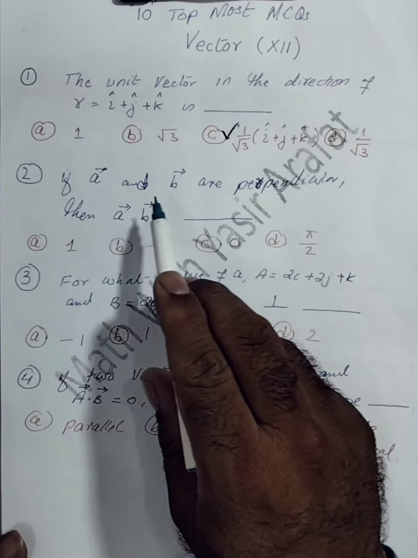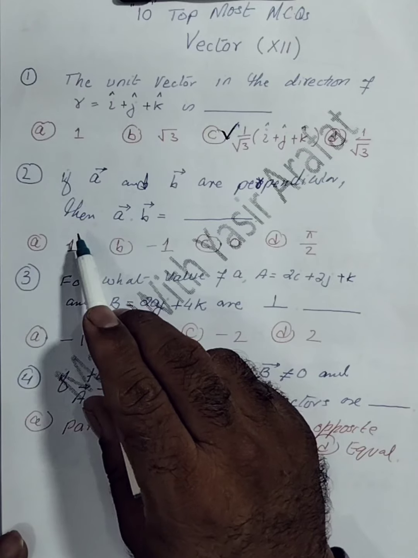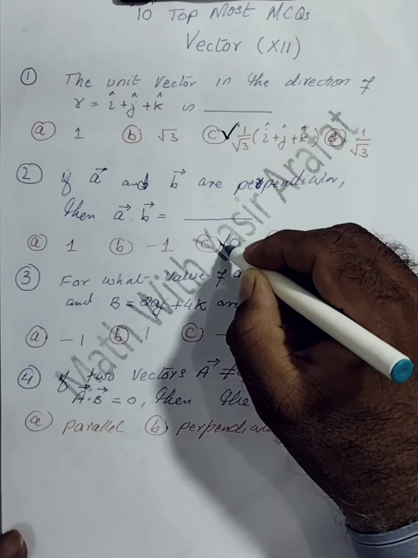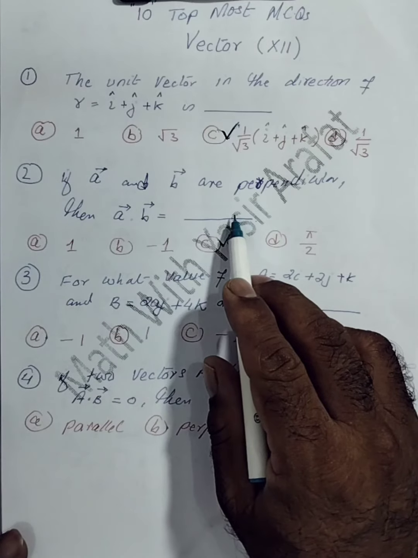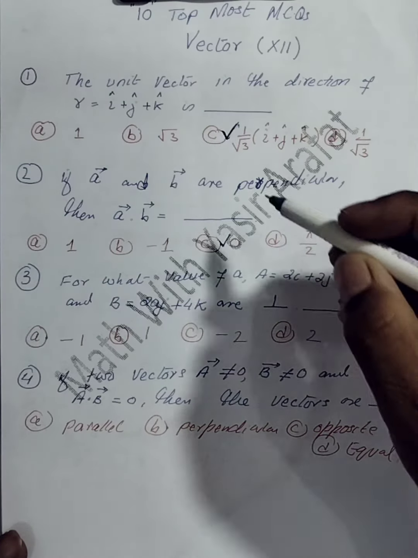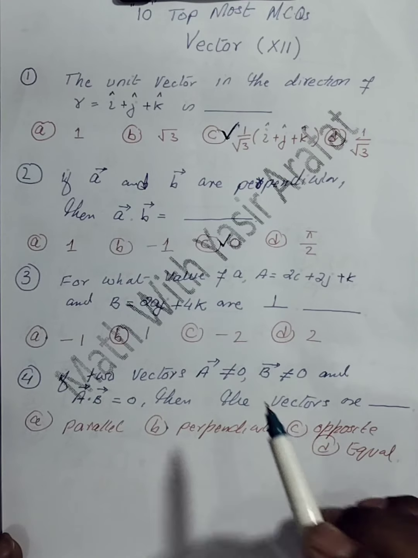If A and B are two vectors and they are perpendicular to each other, then their product will be equal to 0. If we take the dot product of two vectors and it is equal to 0, that means those two vectors are perpendicular to each other. So option C of the second MCQ is correct.